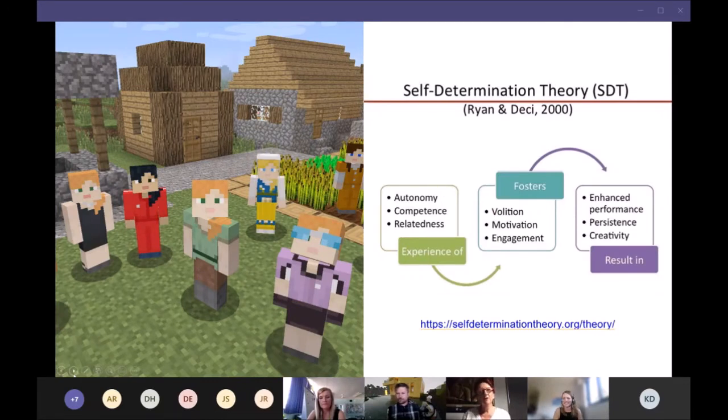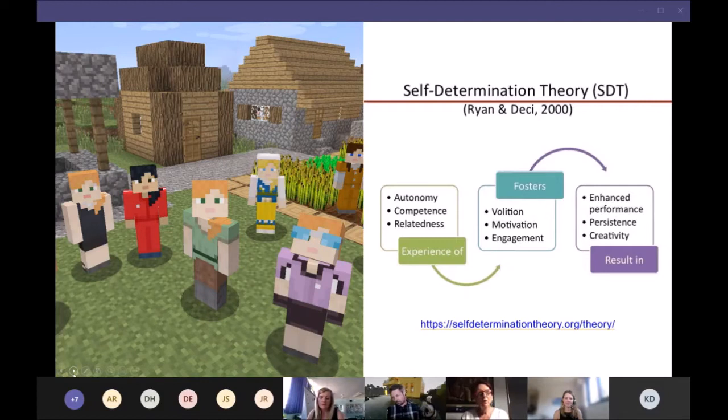Thanks. So the first bit of theory that I do want to cover is what I think is the mainstay of why games are very popular and why in particular Minecraft is very popular. And it comes down to self-determination theory, developed as part of motivational research by Ryan and Deci in 2000. They proposed that there were 3 main components of human motivation: autonomy, competence, and relatedness.